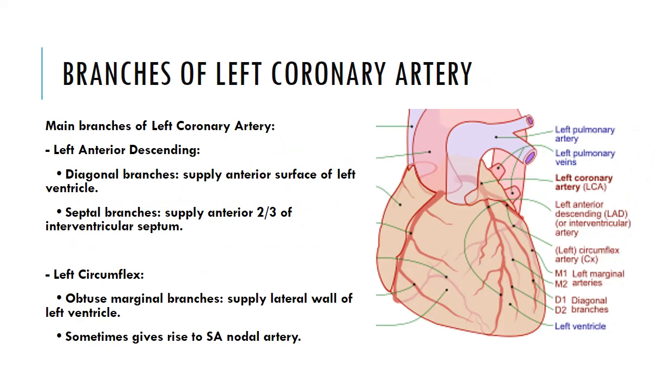Branches of the left coronary artery. The left coronary artery has two major branches. The left anterior descending artery gives off diagonal branches that supply the anterior surface of the left ventricle and septal branches that supply the anterior 2/3 of the interventricular septum. The circumflex artery runs around the left side of the heart and gives off obtuse marginal branches to the lateral wall of the left ventricle. In about 40% of cases, the circumflex also gives rise to the AV nodal artery.